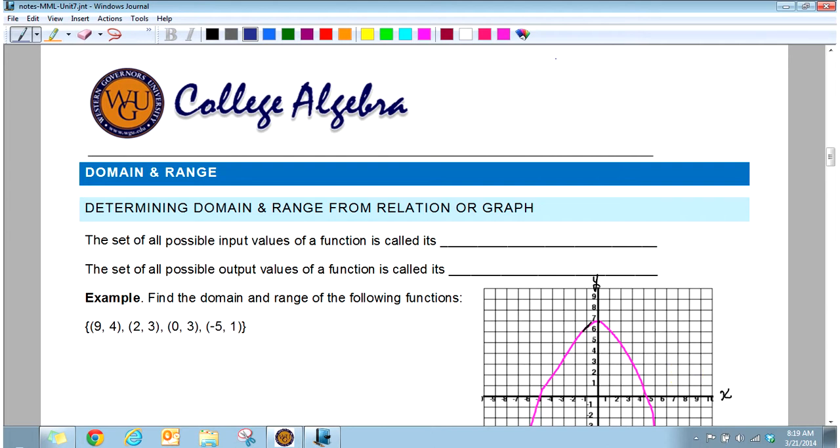Hi, this is Calandra. In this video, we'll discuss the meaning of domain and range. First, we'll look at determining the domain and range from a relation or from a graph.